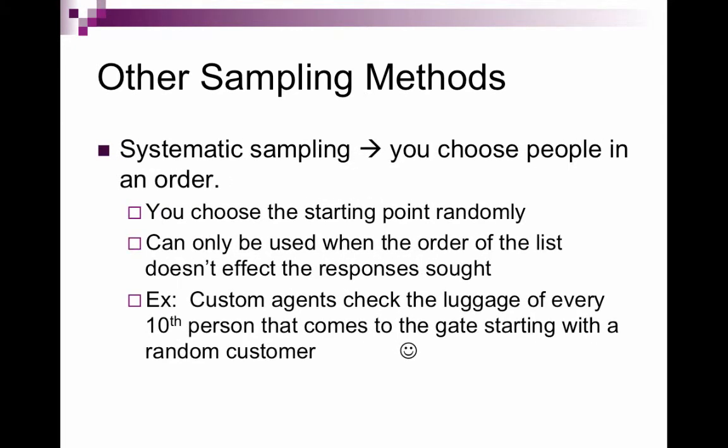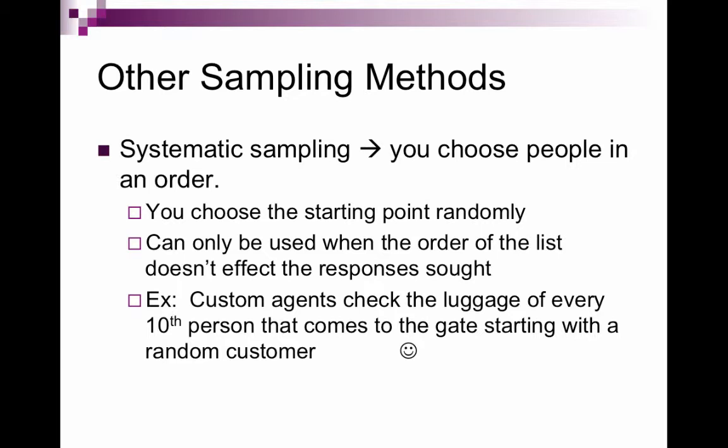The last sampling method is a systematic sample. A systematic sample is when you choose people in some type of an order. This order means that you're picking every 3rd person, or every 7th person, or every 10th person. So there's an order to it. It's systematic. The important thing is that you have to choose your starting point randomly. So you're going to decide randomly that you're going to start with the 7th person or the 5th person.